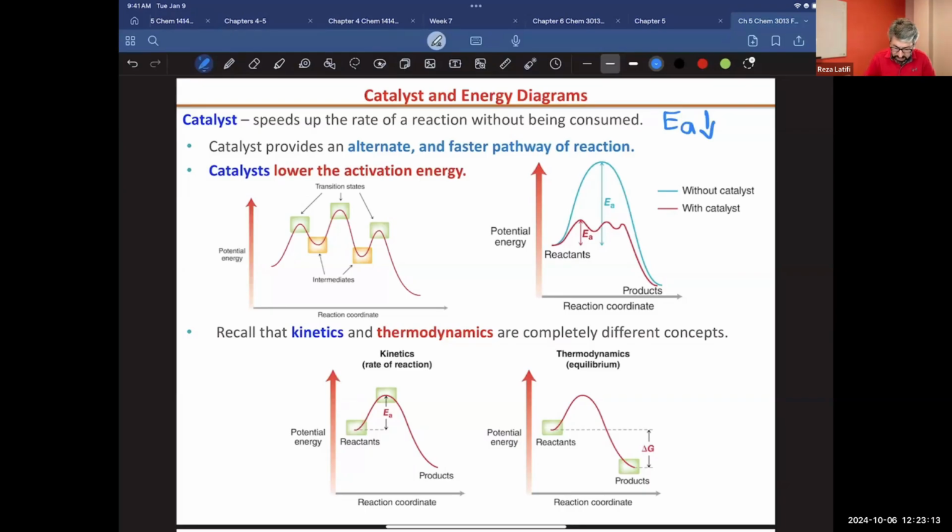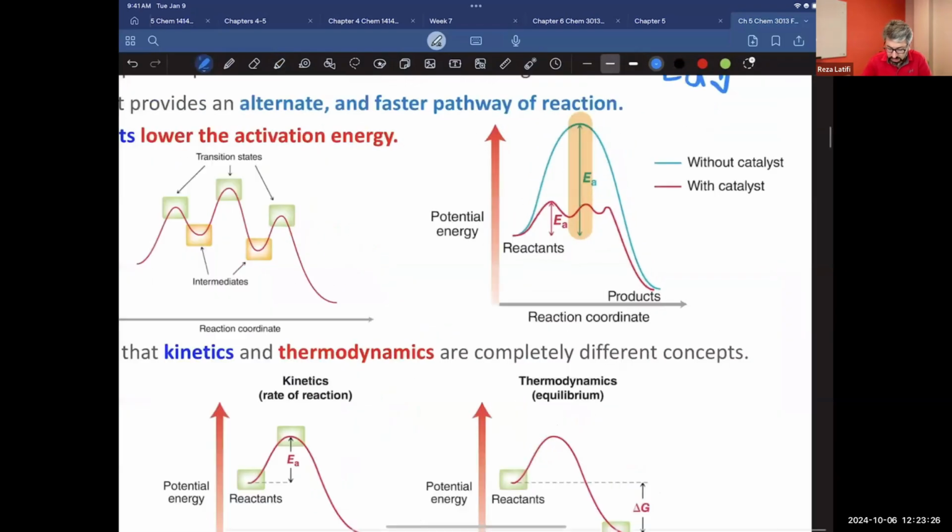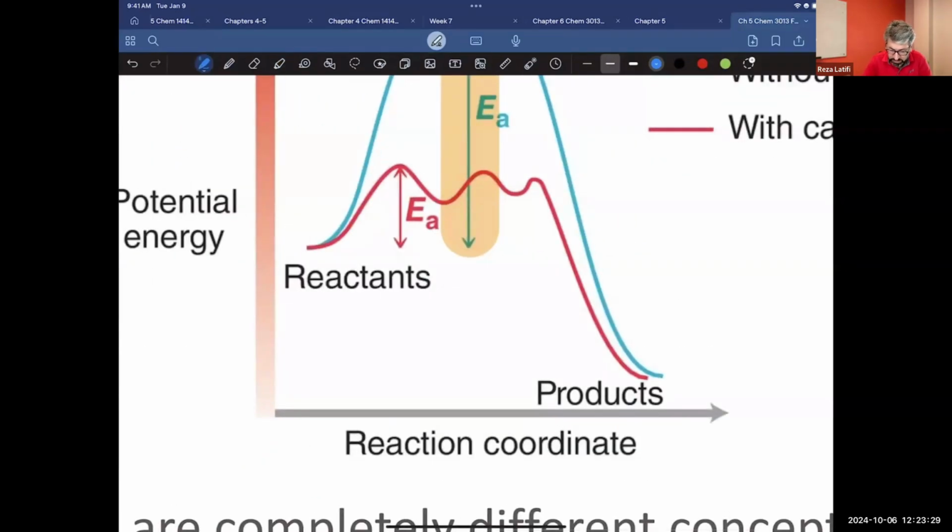For example, in this case, I see one activation energy without a catalyst, and that activation energy is really high, so the reaction is going to be slower. Versus in the presence of a catalyst, that's going to be the number, and it's way smaller than without a catalyst. So I'm going to say the red one will be faster.